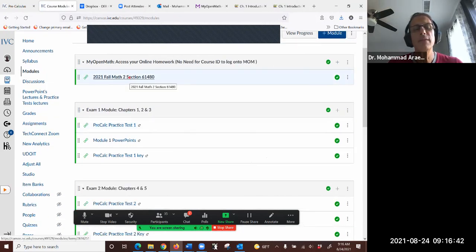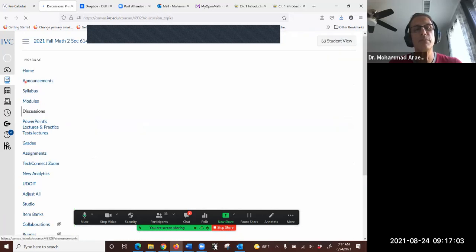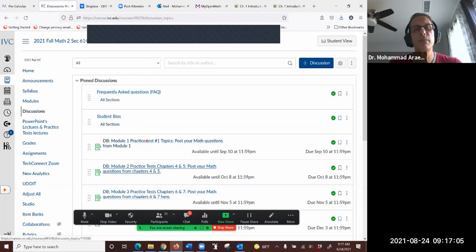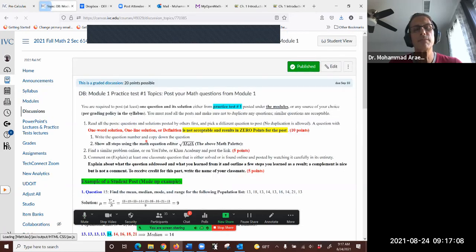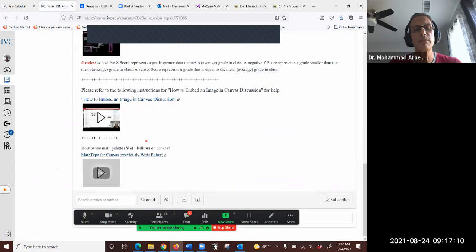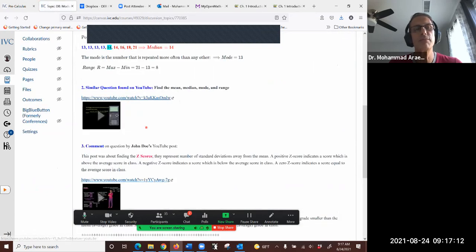My OpenMap, practice test. We're looking at module 1 and module 1 only. Practice test. This is the only one that you print. Module 1 PowerPoints, practice test key. And you can even use this practice test for your discussion forum right here to post. So you reply and you post.